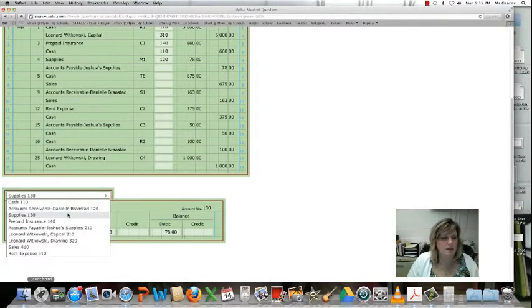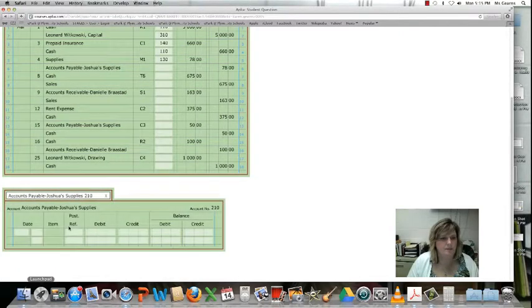Next, I find accounts payable, Joshua Supplies. That transaction is on March 4th. It is from General Journal, page 1. It is a credit for $78, and it is a liability account which has a credit balance. I put my 78 there. I take my 210 from my account number, and I go up and place it in my journal to indicate that this entry has been posted to the ledger.